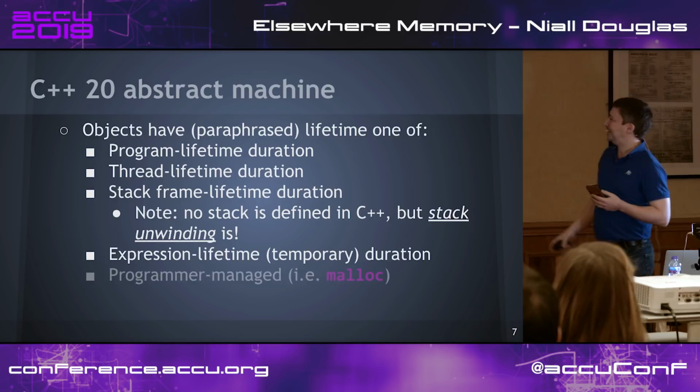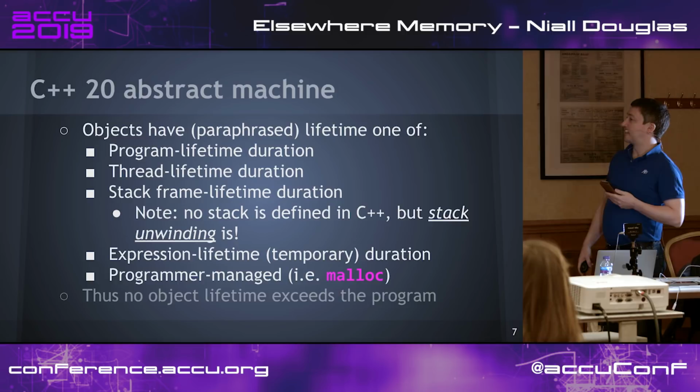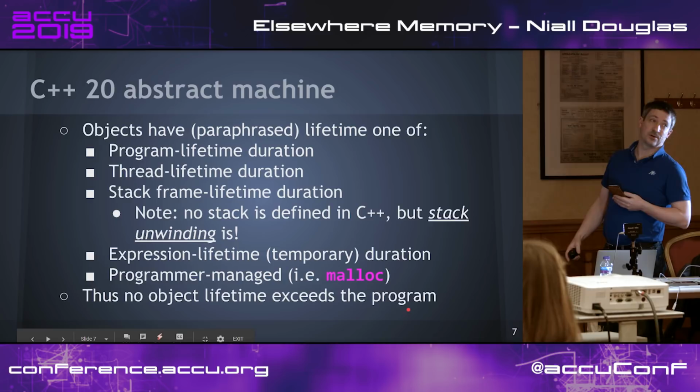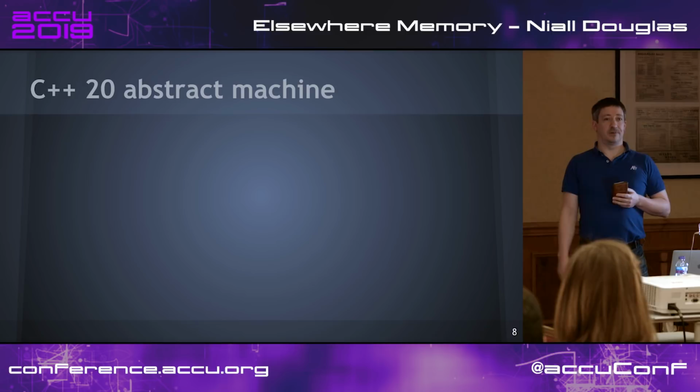And then finally, the other lifetime is programmer managed. So that's the classic old malloc. Currently, in the current abstract machine, no object lifetime exceeds the program. It cannot currently be done. And that made sense, because on the PDP-11, you fired it up, it ran, it finished its program, it stopped. So why would you need anything more?